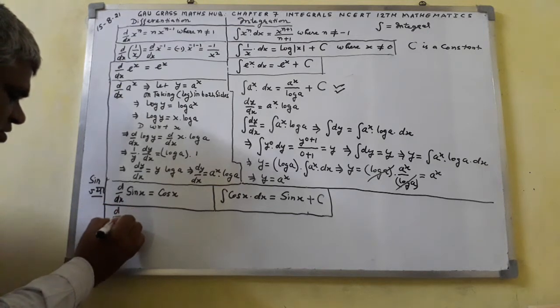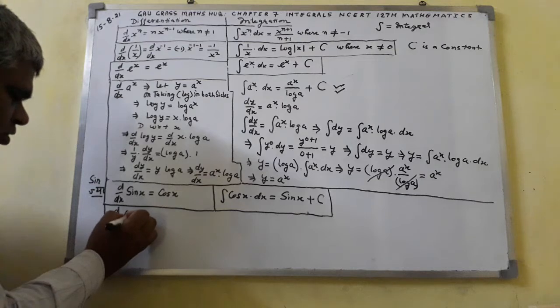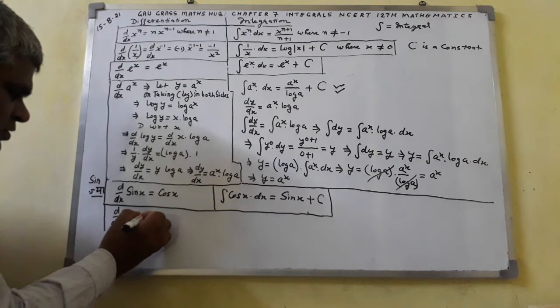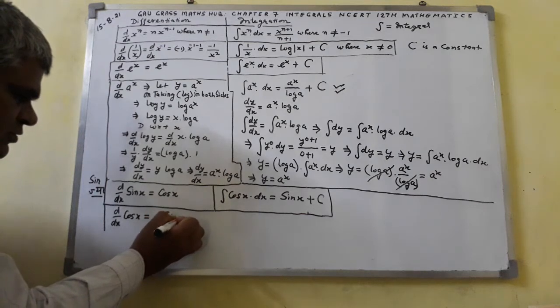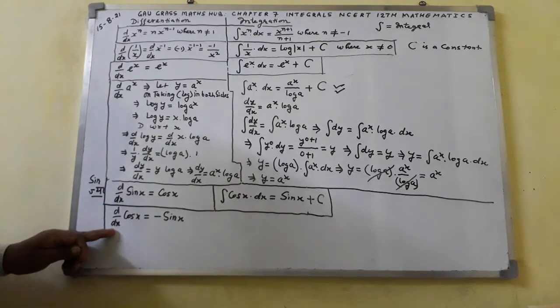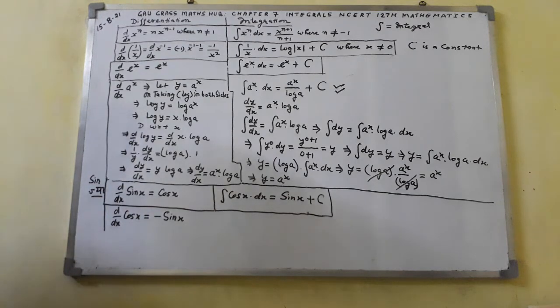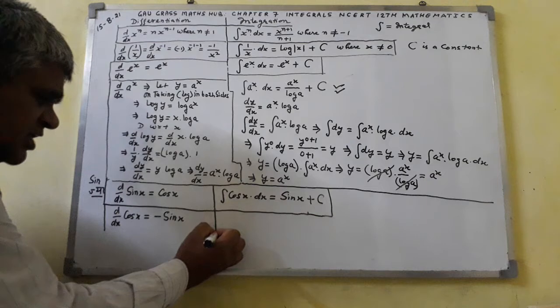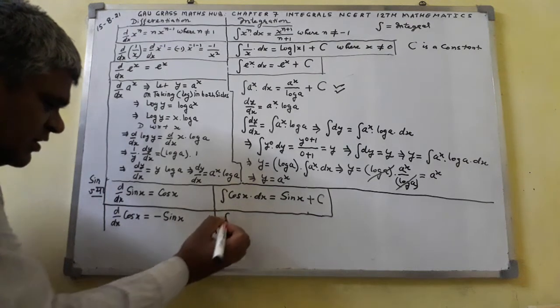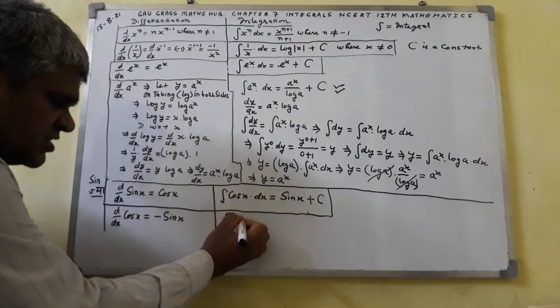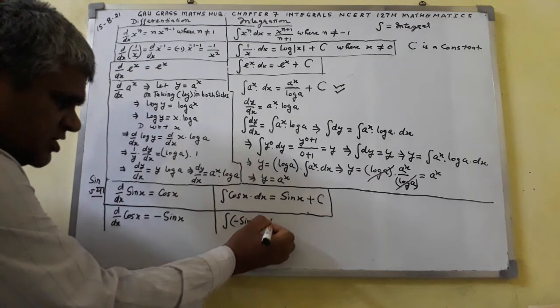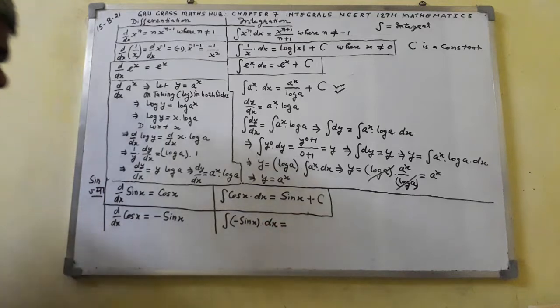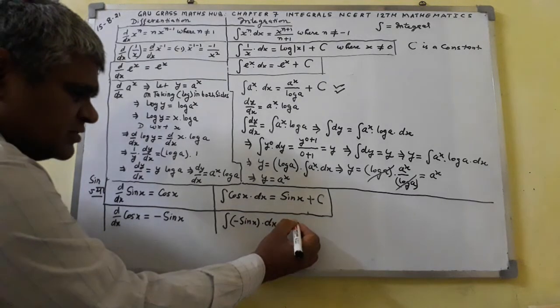d over dx of cos x equal to minus sin x. So here again I shall write integral minus sin x dot dx equal to cos x.